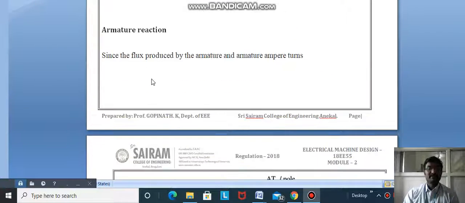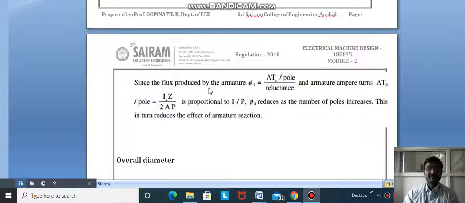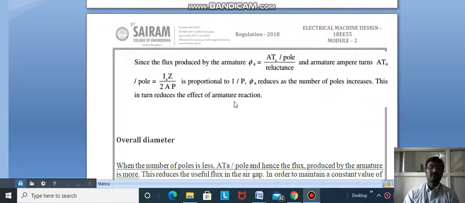Okay, so armature reaction: the flux produced by the armature, phi a, is equal to the armature ampere turns per pole divided by the reluctance, and the armature ampere turns per pole is equal to Ia Z by 2AP, which is proportional to 1 by P. So phi a reduces as the number of poles increases. This in turn reduces the effect of armature reaction. Okay, so if you go for more poles, the armature reaction will also be reduced.